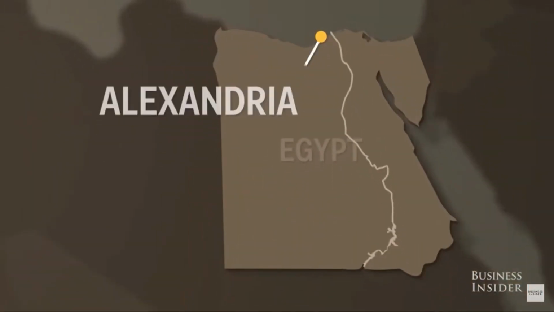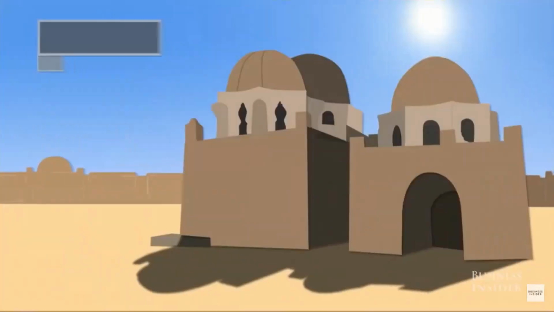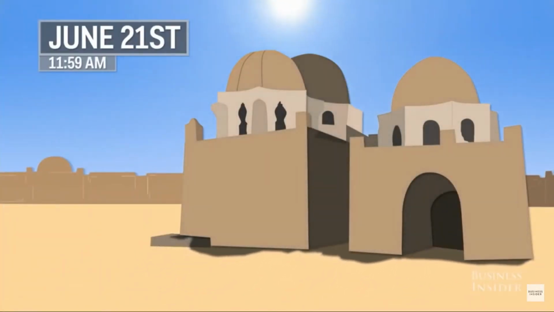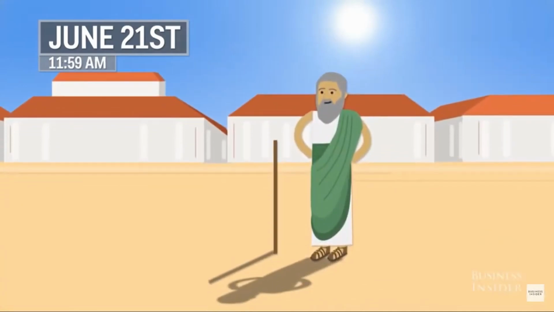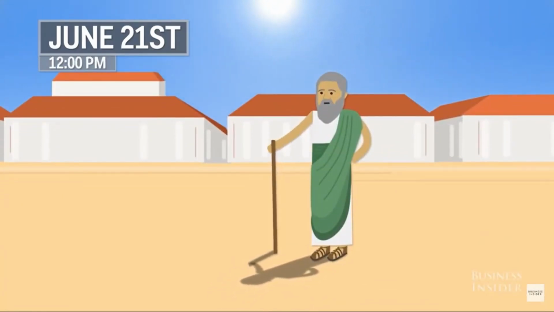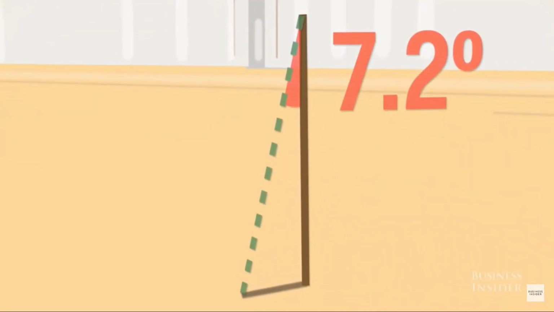Eratosthenes had heard that in Syene, a city to the south of Alexandria, no vertical shadows were cast at noon on the summer solstice. The sun was directly overhead. He wondered if this were also true in Alexandria, so on June 21st he planted a stick vertically in the ground and waited to see if a shadow would be cast at noon. It turns out there was one, and it measured about 7 degrees.